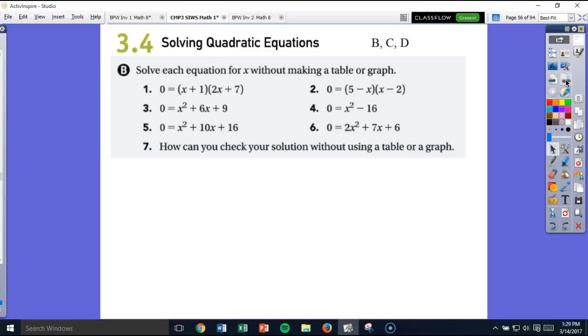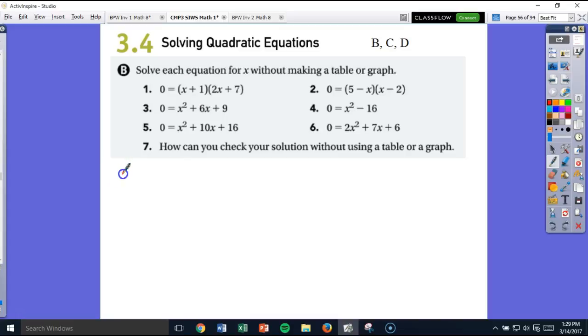So for part B here, it tells us, and we're skipping part A. We're doing B, C, and D for today. And it says solve each equation for x without making a table or graph. So to solve, we have to set each of these equal to 0. And we've done this before, but just for a quick review, I'll do number 1 for you.